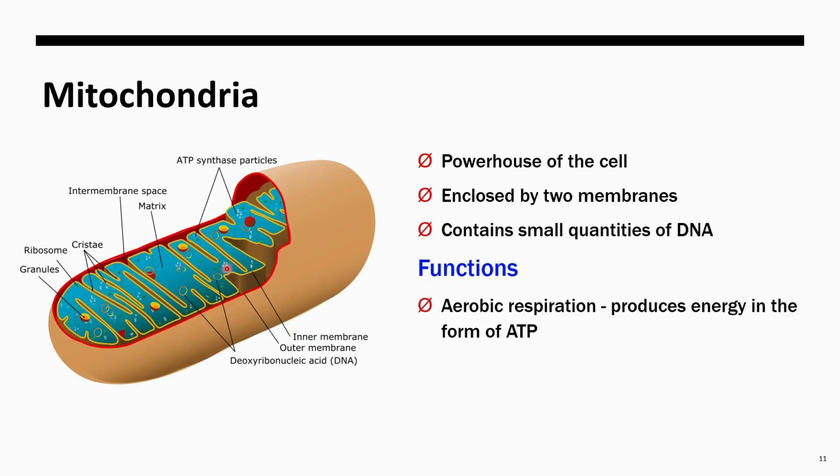The next important one is the mitochondria. Mitochondria is the powerhouse of your cell. Why we call it powerhouse? It's where the energy is produced. It is enclosed by two membranes and it contains small quantities of DNA. So mitochondria is the place where aerobic respiration occurs. Why is it important? Because aerobic respiration produces energy in terms of ATP.